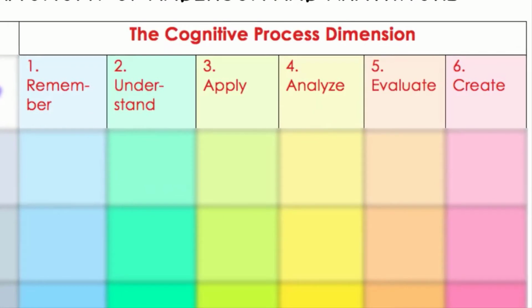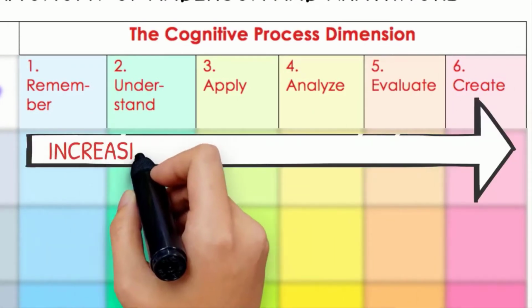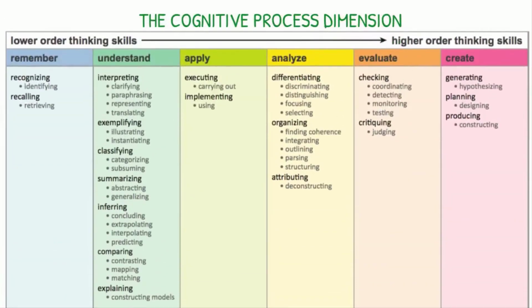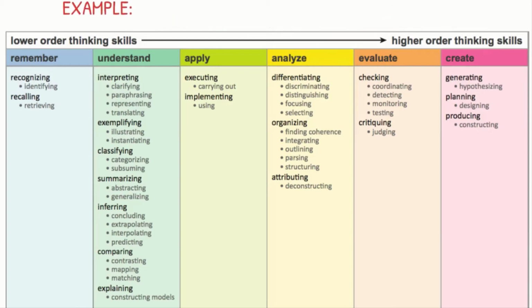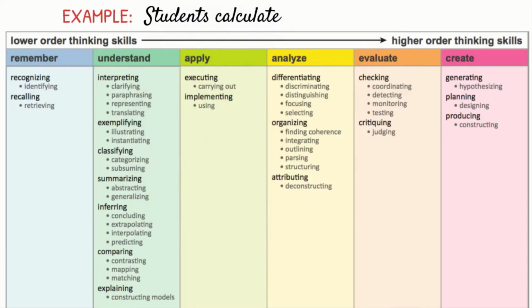It consists of a continuum of 6 verbs, where the cognitive complexity is increasing from lower order thinking skills as remember to higher order thinking skills as create. To get a better understanding of these 6 categories, you may pause here and have a look at the specific cognitive processes in this spreadsheet. In our example, students have to calculate something. This verb fits best the category apply.